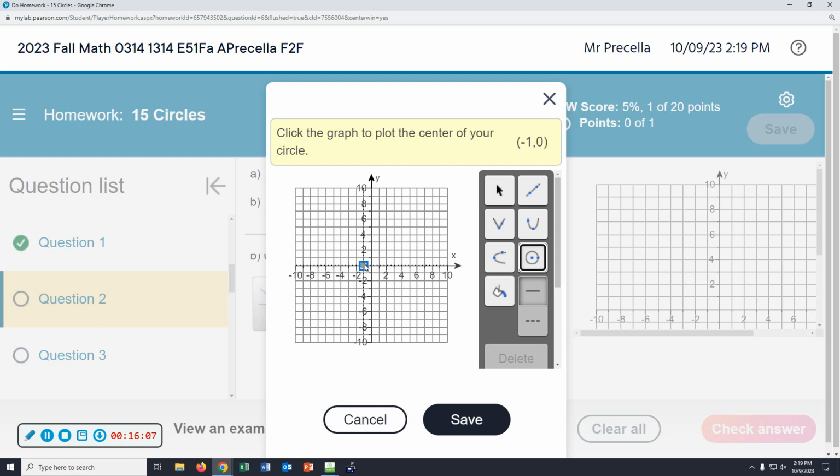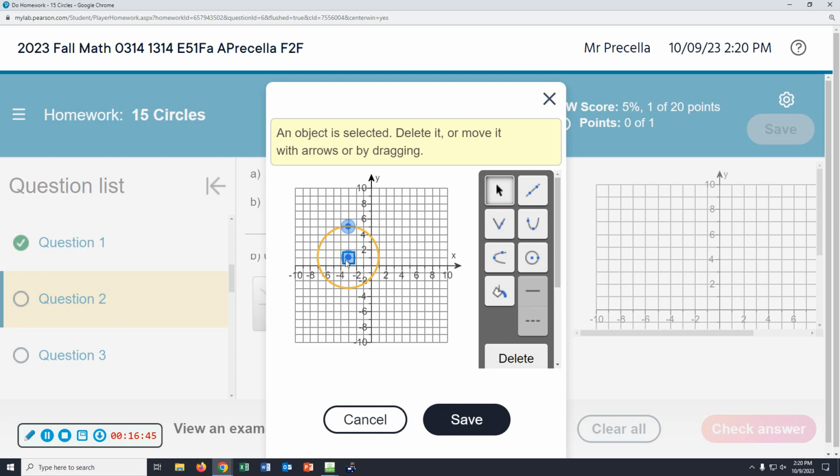What was the center? -3, 1. Is that the center I want? Yes. And now I need one other point. My radius is what? 4. What do y'all want to do? You want to move up 4 units? We're at 1. If we moved up 4 units on the y-axis, we're at 1, 2, 3, 4. Is that where we want to be?